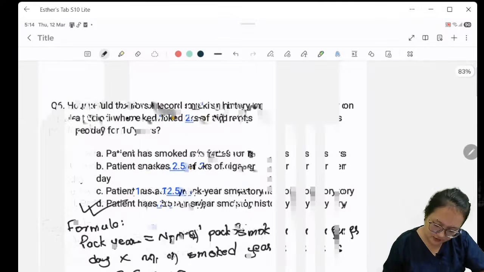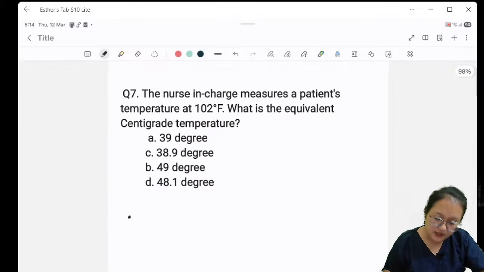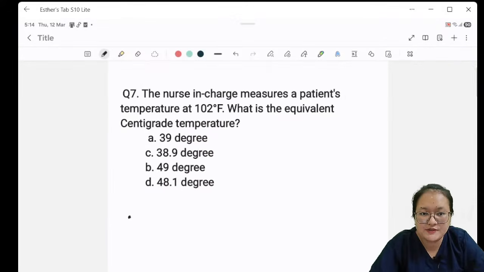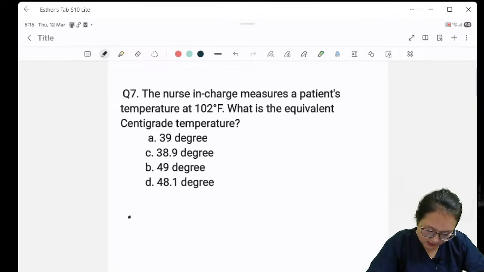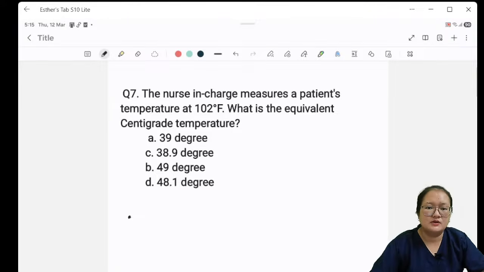Okay, going to the next question, we have, the nurse in charge measures a patient's temperature at 102 Fahrenheit. What is the equivalent centigrade temperature? Number A, we have 39 degrees, and C, we have 38.9. Then B, we have 49 degrees, and D, we have 48.1 degrees. What is the right answer?